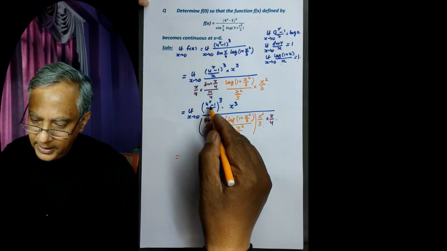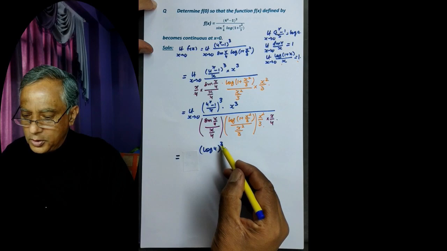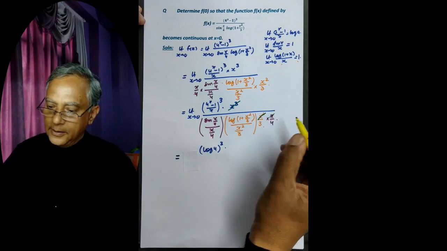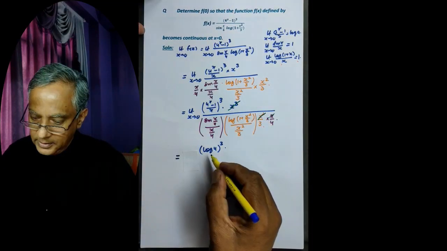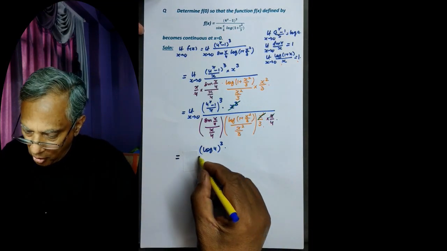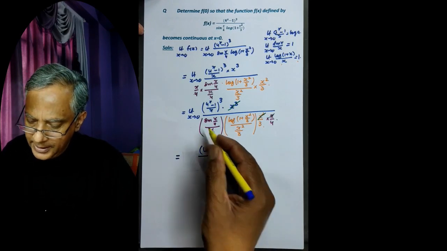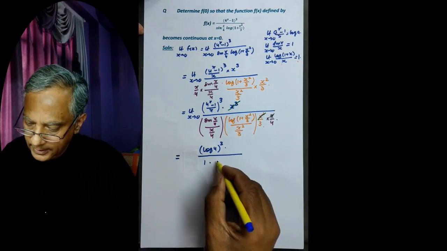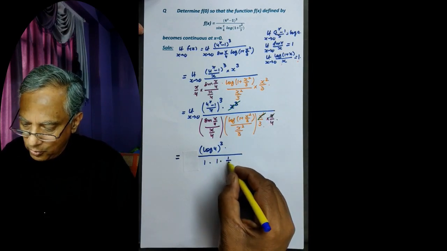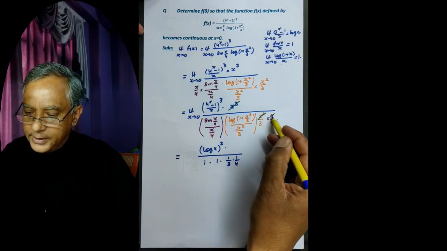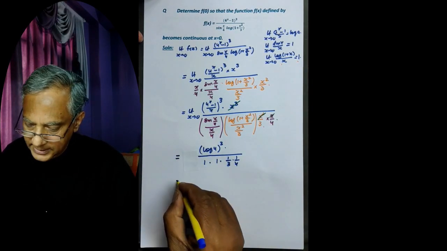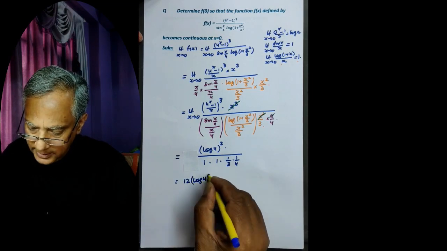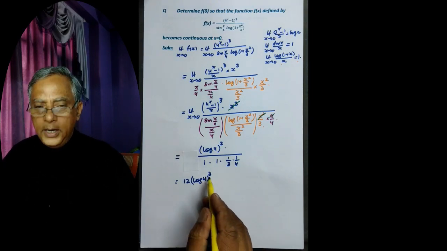Now this limit will be log 4 to the power of 3. This x cube cancels with x cube, and we are left with log 4 to the power of 3 into this will be 1 into this will again be 1 into this will be 1 by 3 into 1 by 4. This has been cancelled. So what we get is 12 log 4 whole cube.